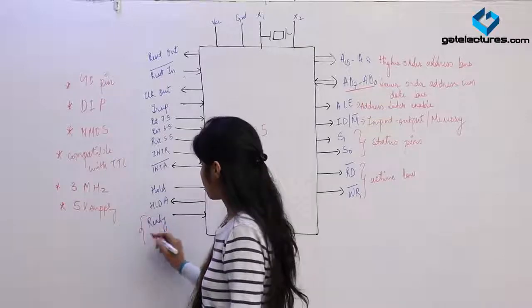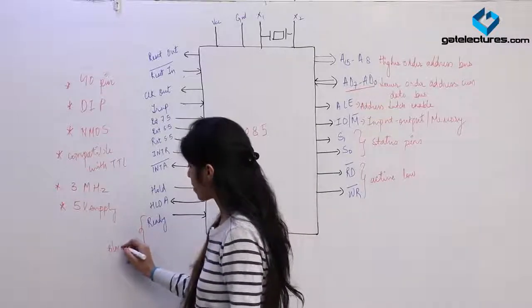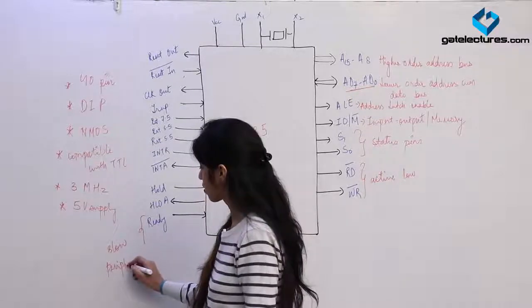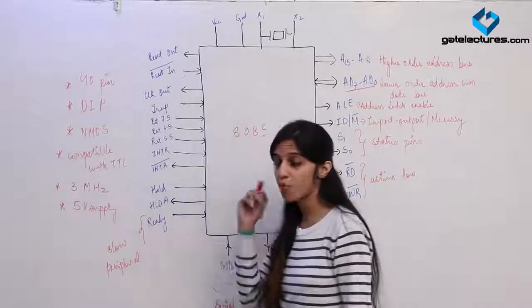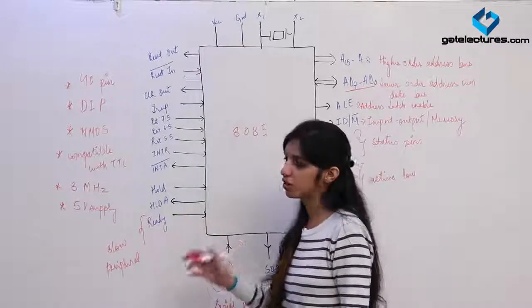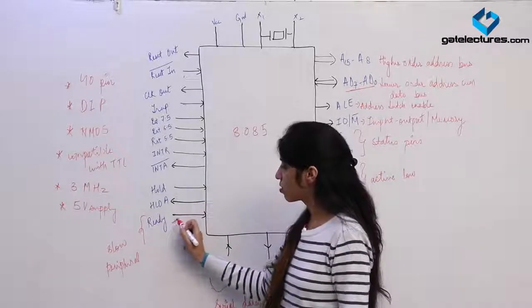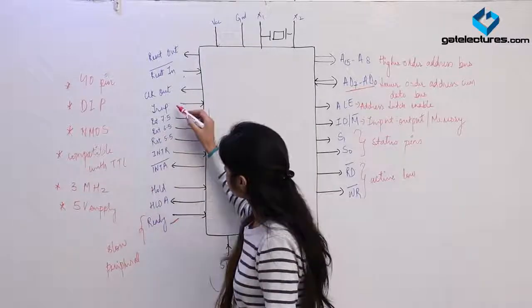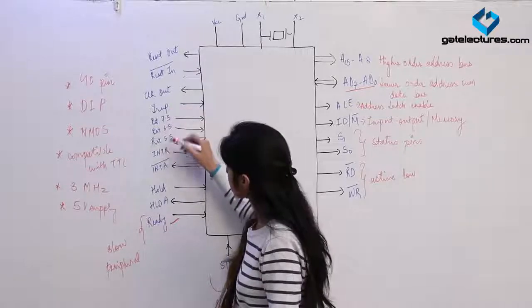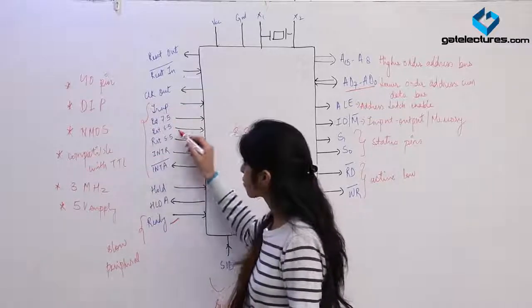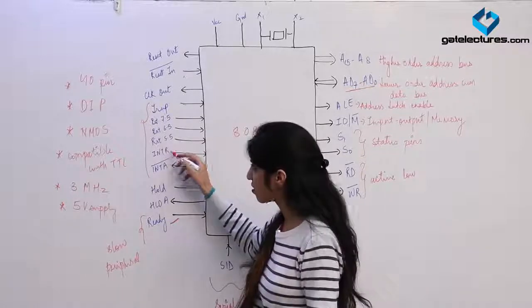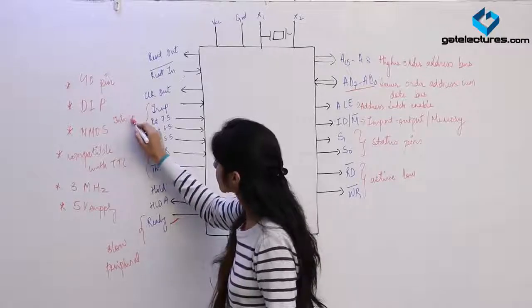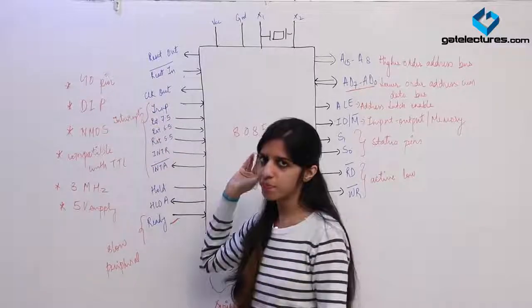Now this pin ready, this is used for slow peripheral. Suppose you interfaced a slow peripheral with the microprocessor. Then whenever the slow peripheral is ready to be interfaced, ready to be used, it is going to give the signal. This is used for interfacing slow peripheral. Then these are some interrupts. TRAP, RST 7.5, 6.5, 5.5, INTR, that is interrupt, and this is interrupt acknowledgement. These are some interrupts. Okay, we are going to learn interrupts later.